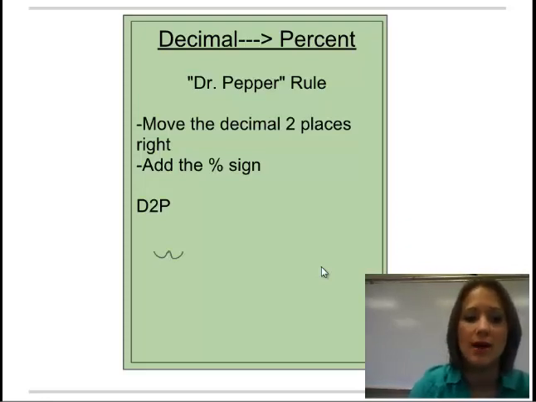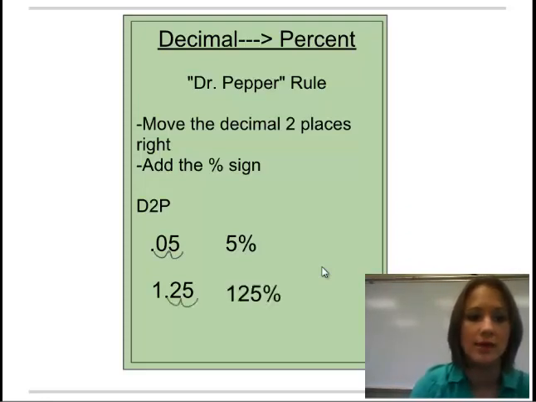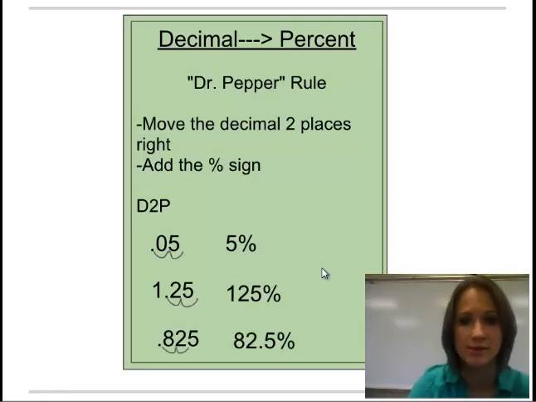Here's an example. Say you have 5 hundredths and need to change it to a percent. All you do is move the decimal 2 places to the right and add a percent sign. What if the decimal is 1 and 25 hundredths? Then you would just still move the decimal 2 places to the right and you'd get 125%. If you have 825 thousandths, you would still move the decimal 2 places to the right. No matter how your decimal looks, to change it to a percent, you always move the decimal 2 places to the right.